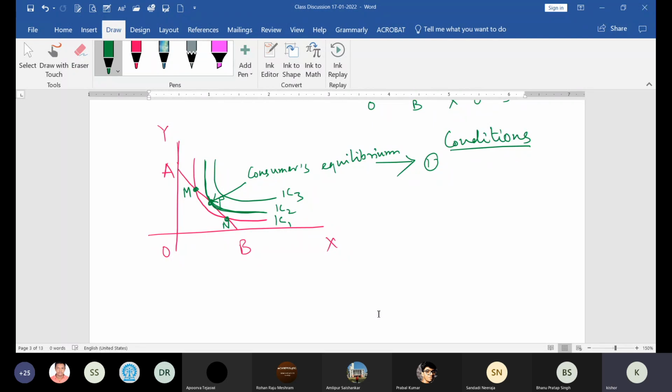The first condition, the first order condition or necessary condition, is that MRS of X for Y, or Y for X, in this case it will be MRS XY, equals PX by PY. Do you remember MRS, marginal rate of substitution? It is the rate at which one commodity is substituted by the other.